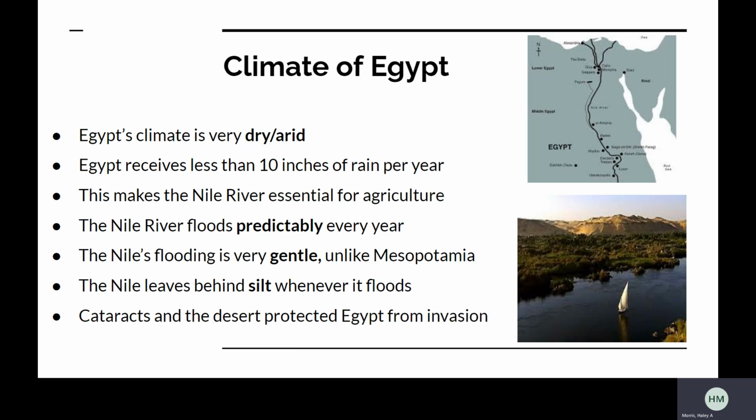It also leaves behind silt. The Nile leaves behind silt whenever it floods, just like the rivers did in Mesopotamia. Cataracts and the desert protected Egypt from invasion. So they used the cataracts, the little branches that come off of the river, and the desert to their advantage to protect them from invasion. People didn't cross those often to invade Egypt.